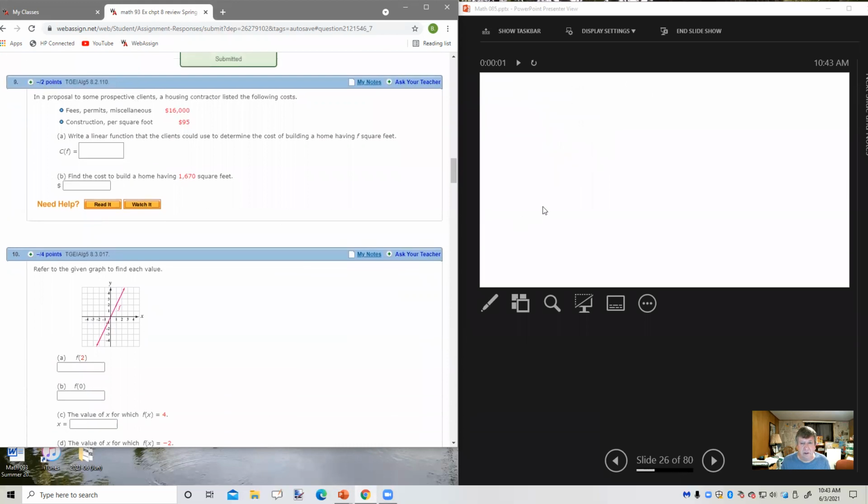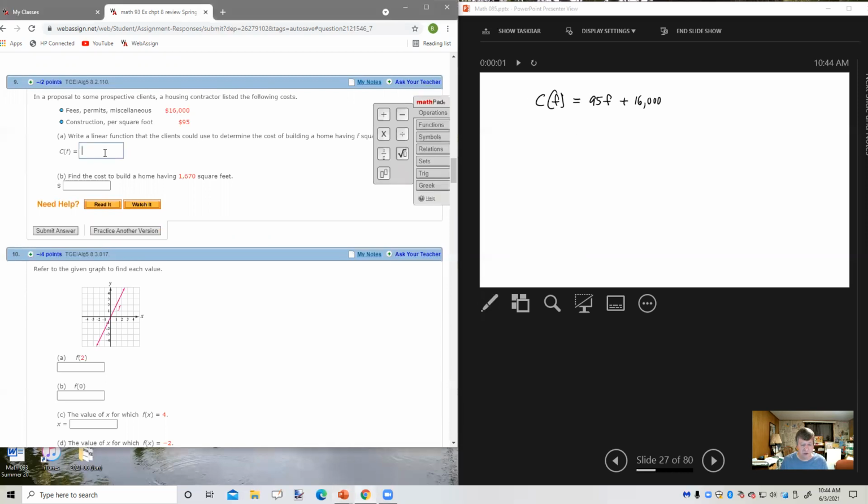All right, let's take a look at the next one. In a proposal to some prospective clients, a housing contractor listed the following costs. Fees, permits, miscellaneous, $16,000. Construction per square foot, $95. Write a linear function that the client could use to determine the cost of building a home having f square feet. All right, so your variable cost is the cost per square foot. So that's going to be $95 times the number of square feet, so 95f. And then your fixed cost would be the $16,000. So that's going to be your original function.